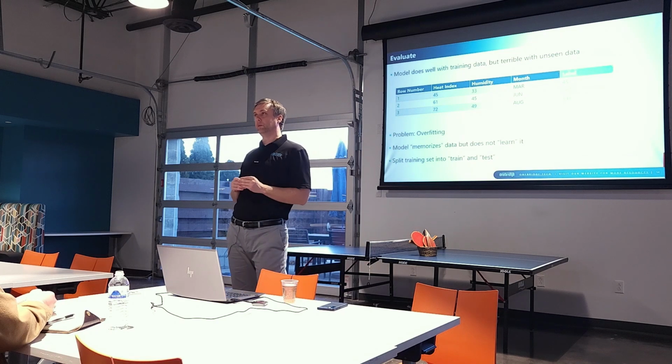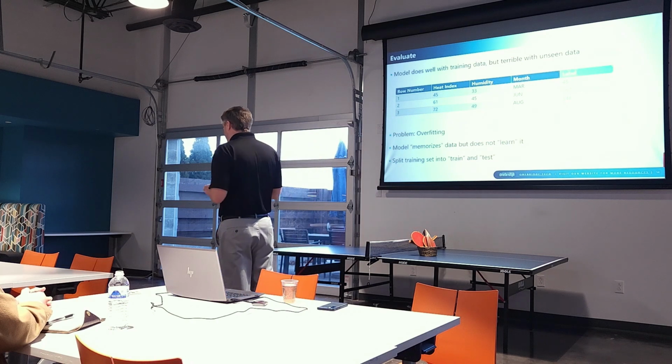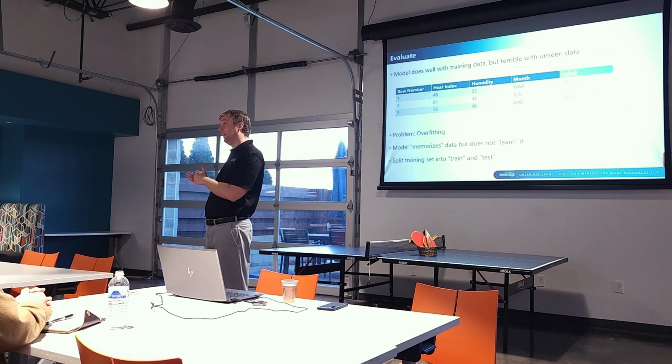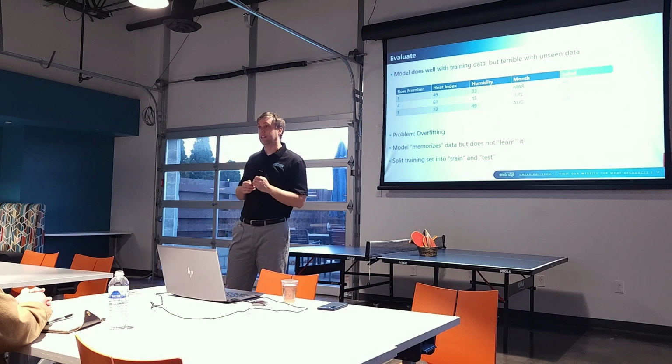So the way we deal with that in data science is we take our training set and we split it into two parts. We have the train and we have the test. So if we see it does very well on the training side, and it does very poorly in the test, which we kind of put off to the side, we know that our model is overfitting. It is memorizing data, it is not learning. Does that make sense, that part?